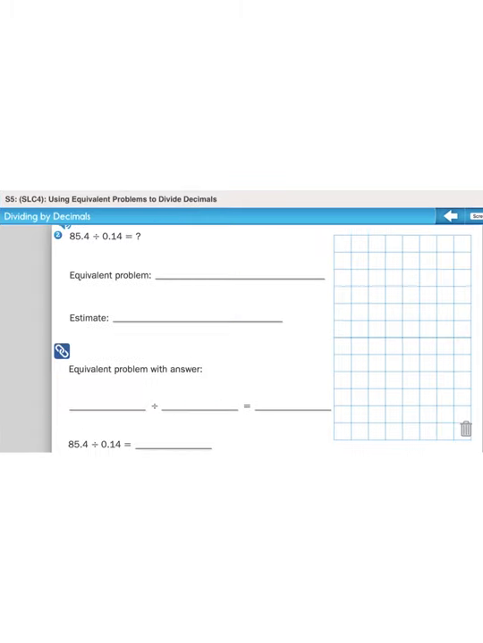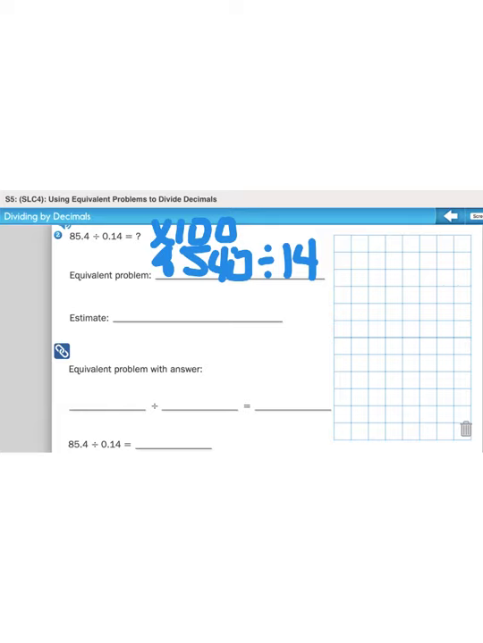Okay, for number 2, the problem is 85 4/10 divided by 14/100. So first, for our equivalent problem, we're going to multiply each number by 100. So let me show that up here. We're going to multiply each number by 100. So that will make our equivalent problem 8,540 divided by 14. Okay, that's our equivalent problem, so it's equal to what our original problem was.